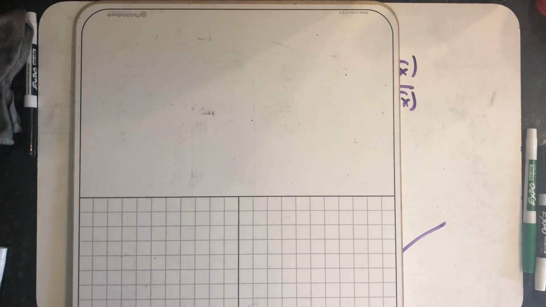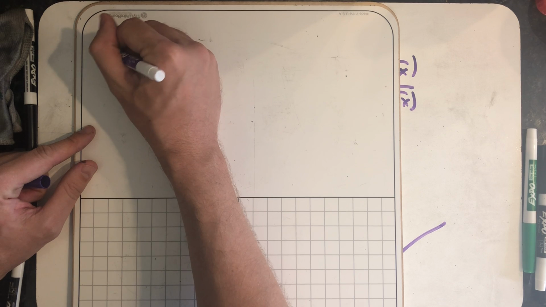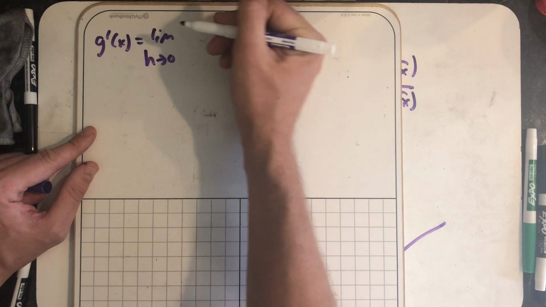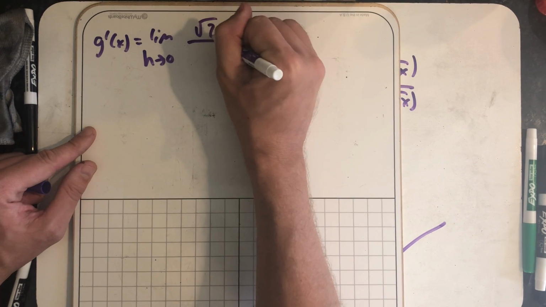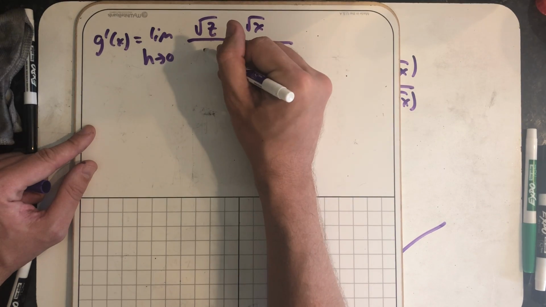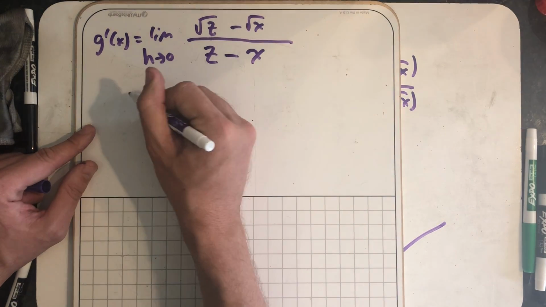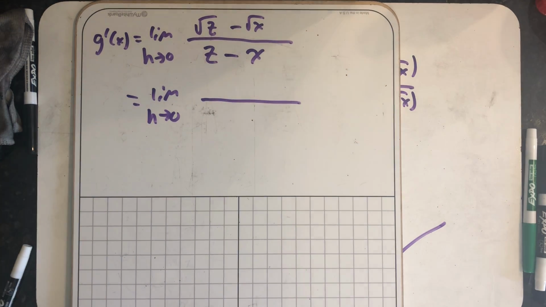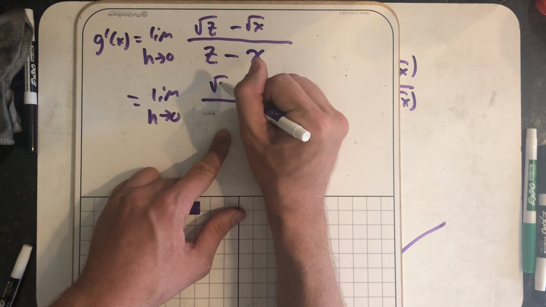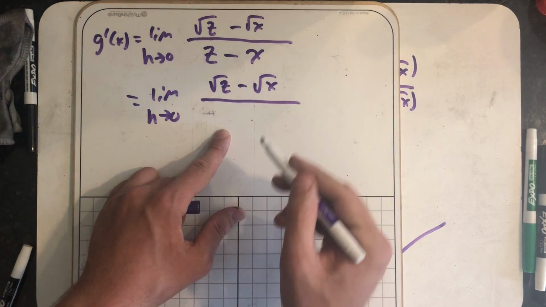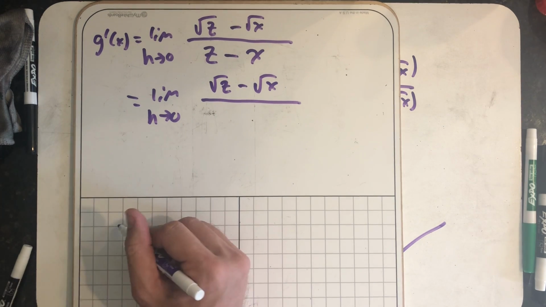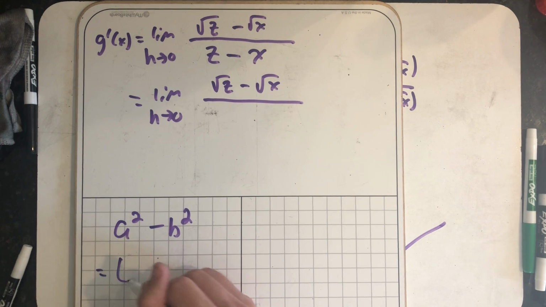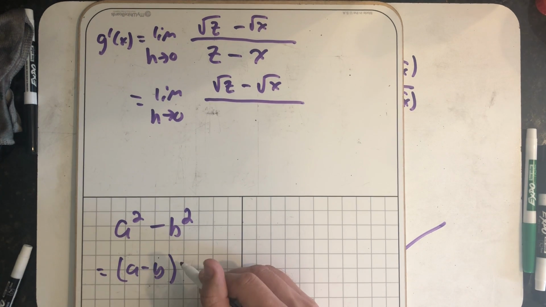All right, so g prime of x is the limit as h approaches 0 of, and we had root z minus root x all over z minus x. Instead of multiplying by the conjugate, this time I'm just going to do a little bit of an algebra trick. See, that z minus x doesn't look like the difference of squares, but since I'm dealing with a square root, I'm going to pretend it is. And I'm going to use this old factoring trick to help me out.